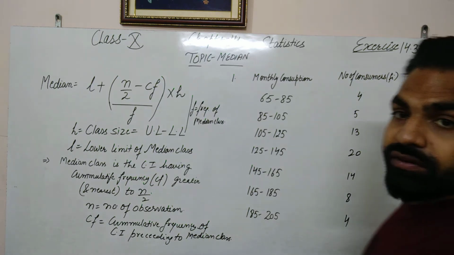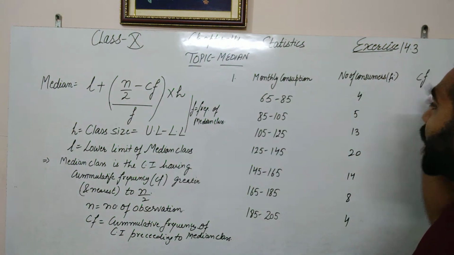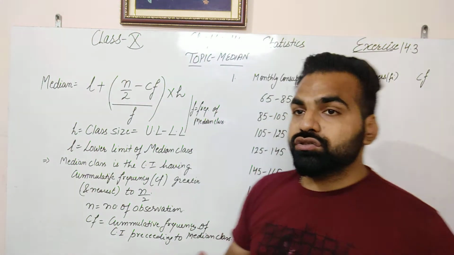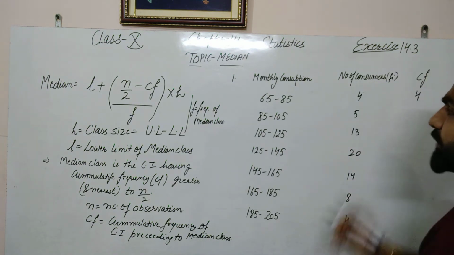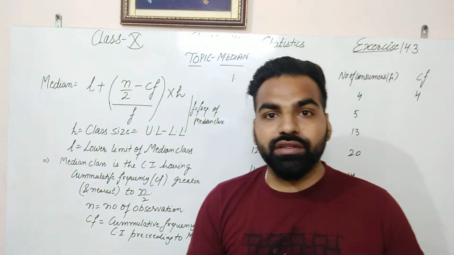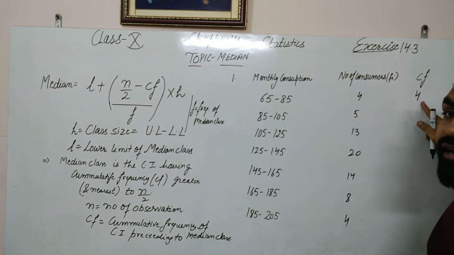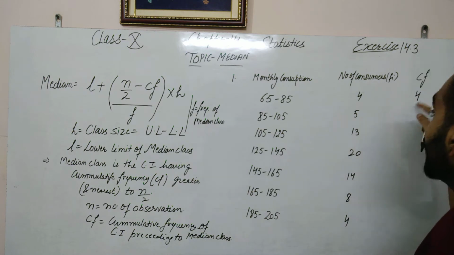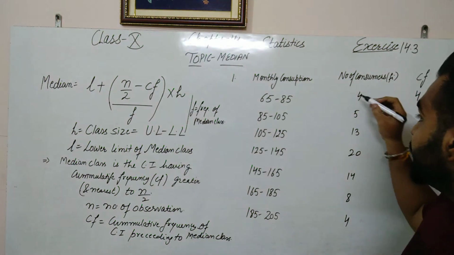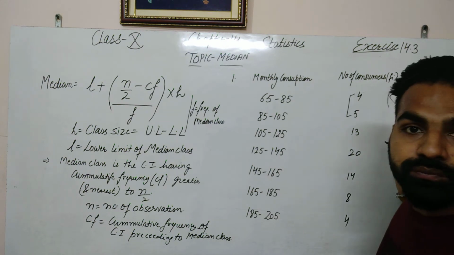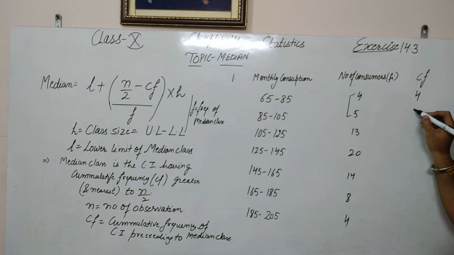Now first of all we have to calculate CF, that is cumulative frequency. And how to calculate CF? To calculate CF, first frequency will remain same here. Whatever be the value of Fi in the first interval, the same value will be here in the CF. Now for calculating the CF for next class interval, we will add these two. That is 4 plus 5, which is equal to 9 here.